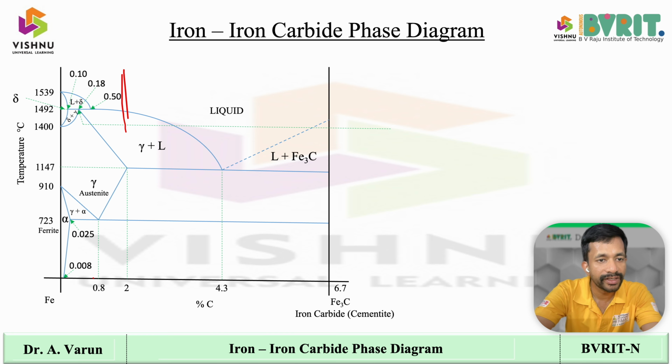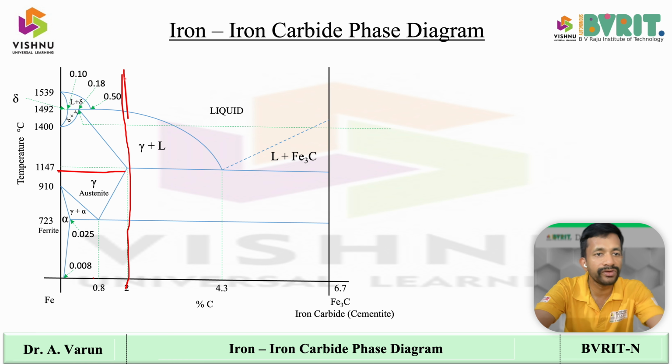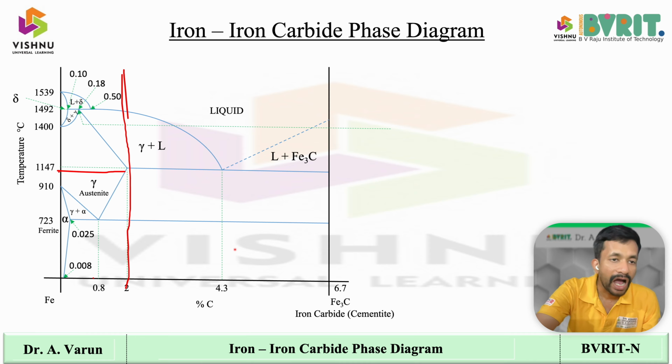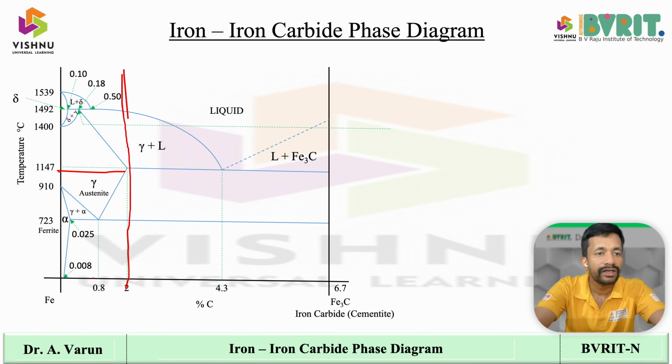So if I divide this into three zones, and if I take this zone and zoom it, you can see clearly that there is a reaction which, if you recall, is a peritectic reaction, and this one is a eutectoid reaction, and this one is a eutectic reaction. The same thing you can observe very clearly, that here there is a horizontal line, right?